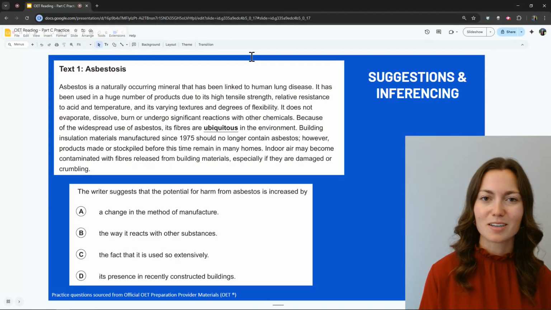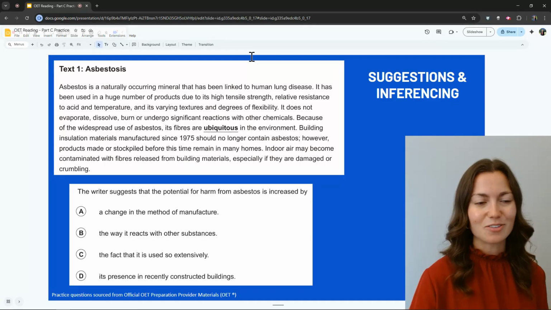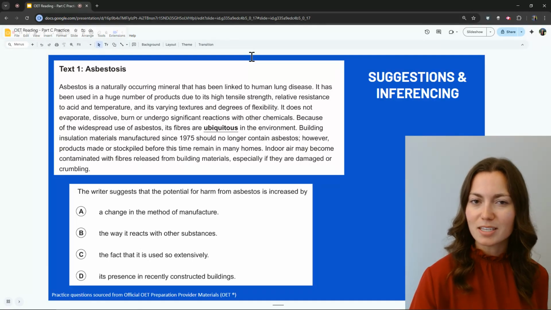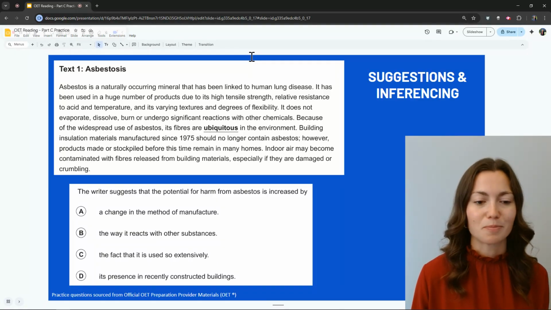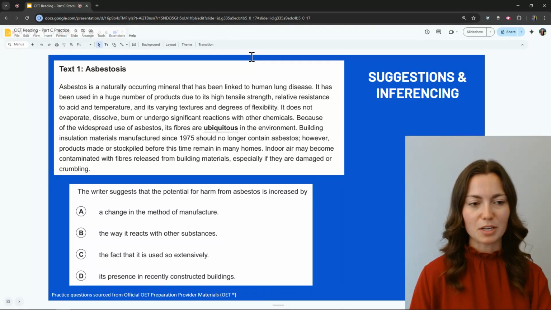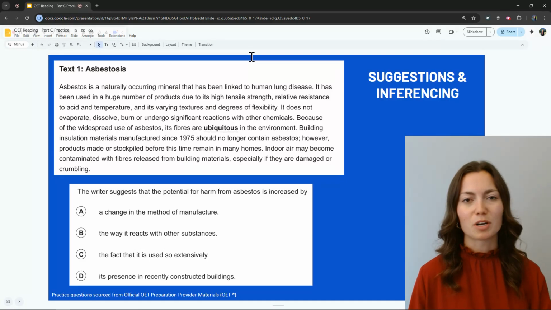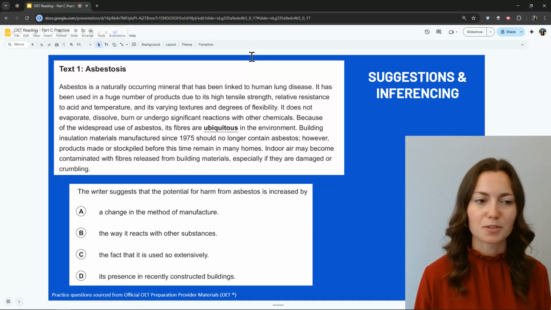We are looking at some challenging questions, and as you can see on my screen, I have the text asbestosis and the question below, and this type of question is a suggestion or an inferencing question. I want you to pause the video, try to answer the question yourself, and then when you're ready, we're going to walk through some tips and tricks as we get to the answer.